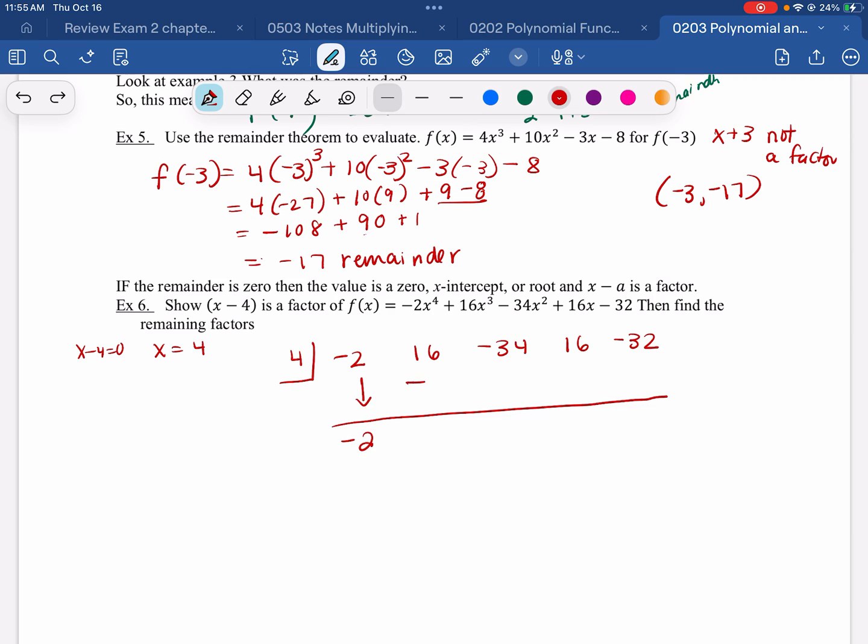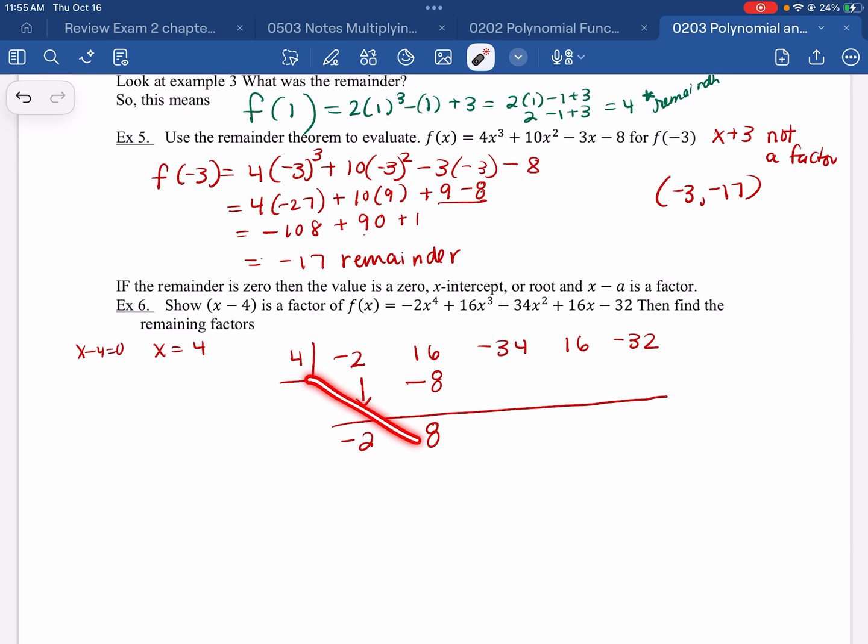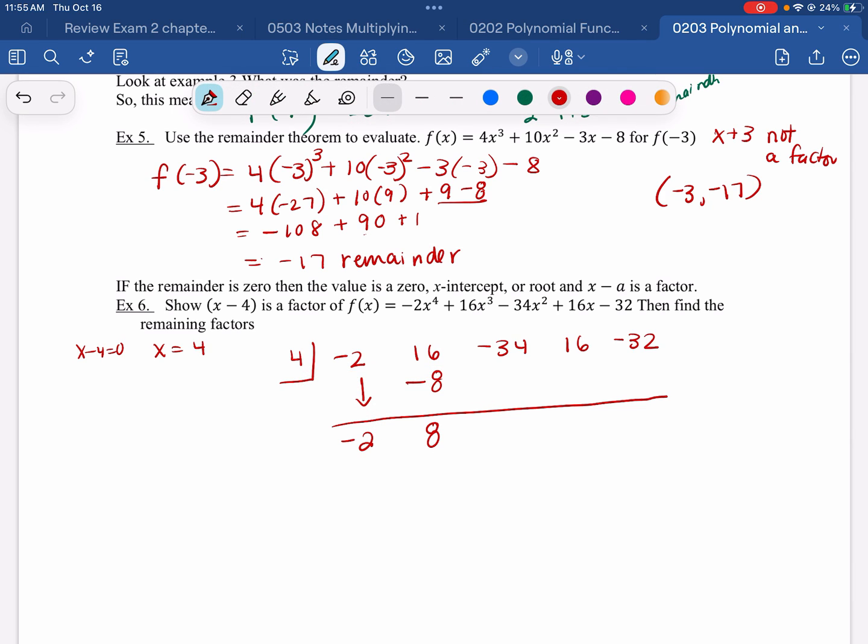That gives me negative 8. It goes in the next spot. 16 minus 8 is 8. I'm multiplying. 8 times 4, and it goes in my next spot. That's 32. Add. That gives me negative 2.